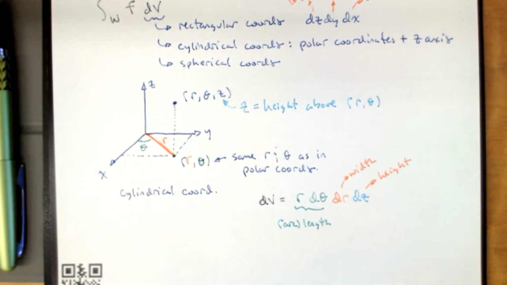In rectangular coordinates, dx, dy, and dz, those are all lengths. So dx dy dz measures a volume. But in cylindrical coordinates, d theta is not a length. We have to multiply by how far that theta is from the origin to turn d theta into a length. Any questions?